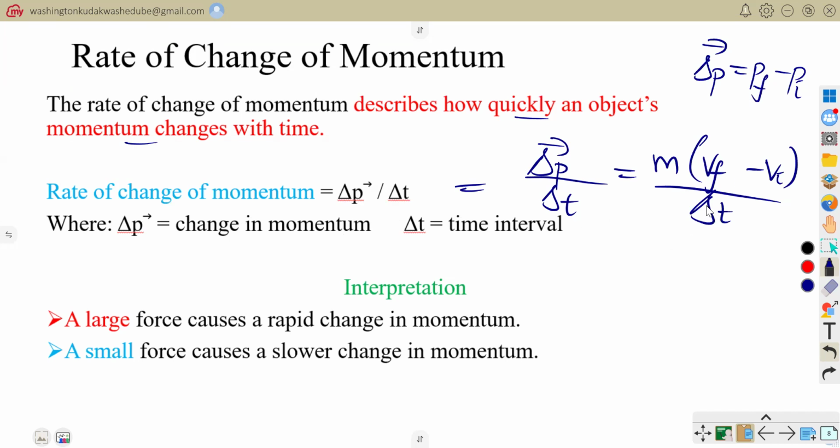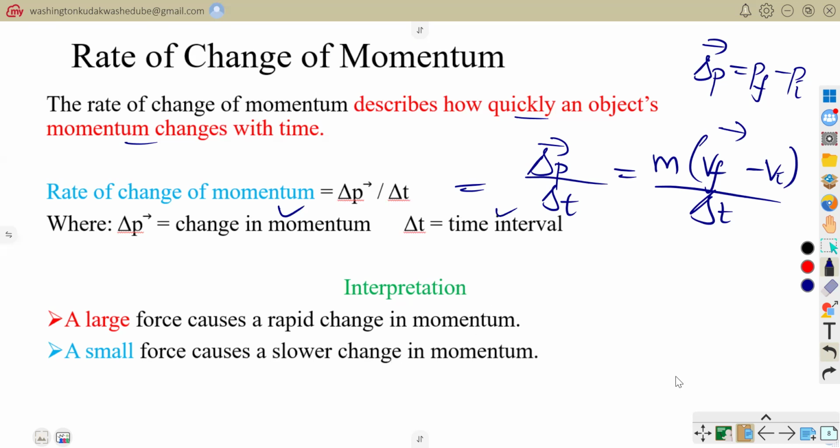And that is how we can calculate our rate of change of momentum. This would be in the same direction as the direction of our momentum. Now, delta P represents change in momentum, whilst delta t represents the time interval in which our momentum changes. So what this means is that a larger force causes a rapid change in momentum, whilst a small force will cause a slower change in momentum.